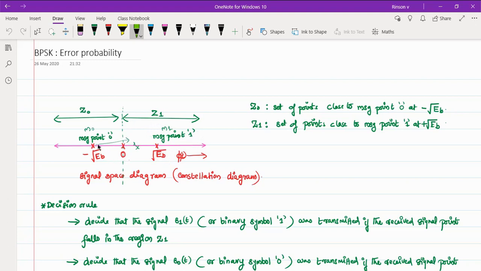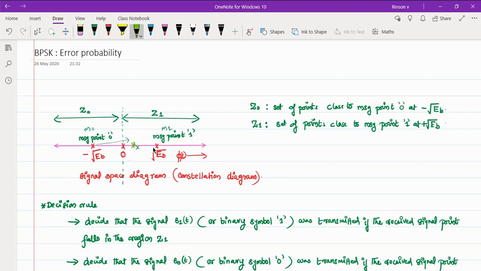Now it can be such that I have transmitted 0, but the noise in the channel is such that the received point falls somewhere here. But as we have discussed in the last lecture, if a point falls here, that is in the region Z1, it will be treated as 1. That is, I have transmitted 0, but the received point is in the region Z1, and then that 0 is decoded as 1.